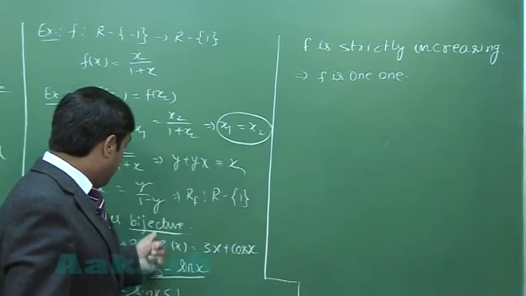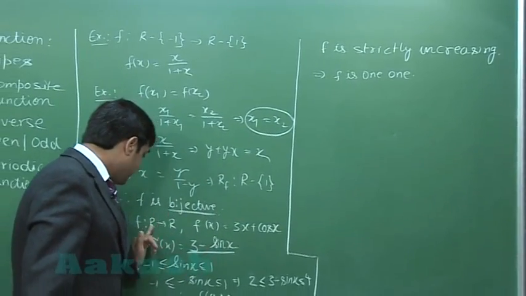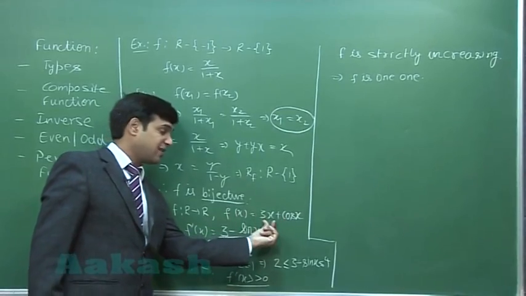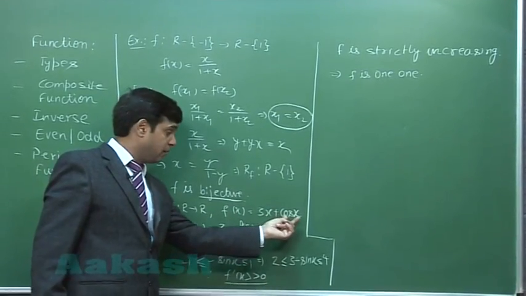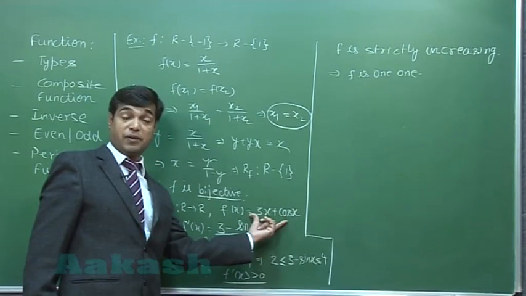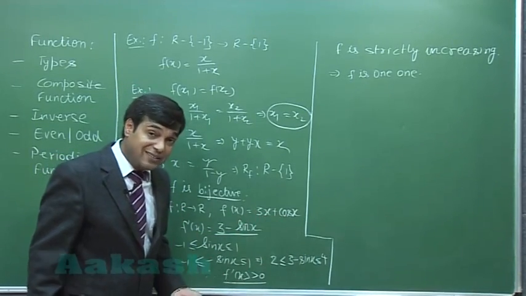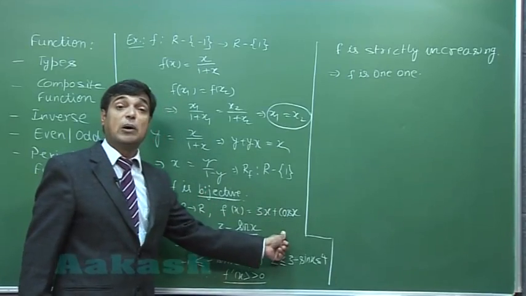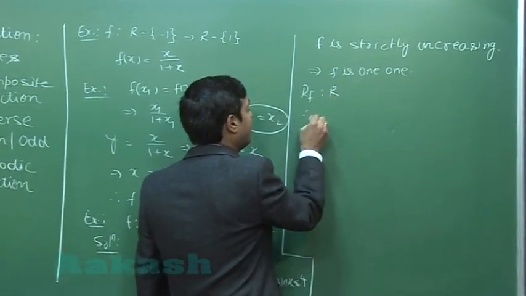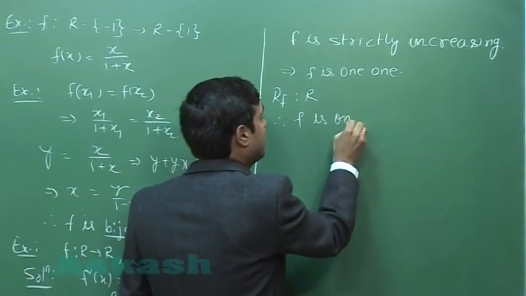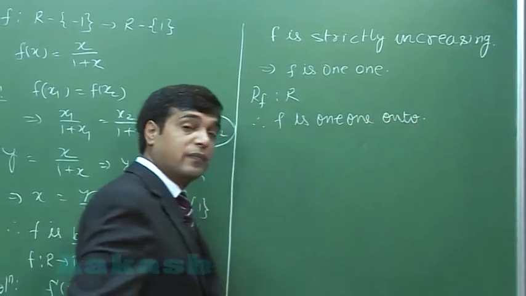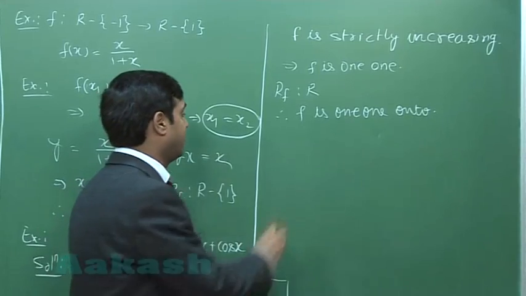Now, the function is given R to R. When x is approaching minus infinity, this term is approaching minus infinity, plus something between -1 and 1. So we can see the minimum value of this function is going to minus infinity and the maximum is going to plus infinity. So the range of this function is R. Therefore, f is onto. This is clear? Take another one.